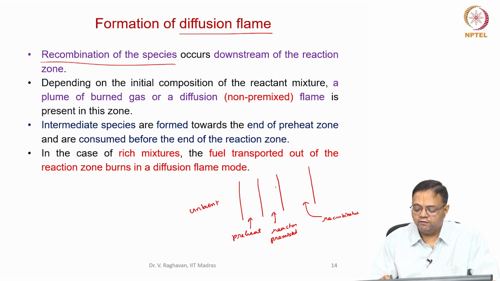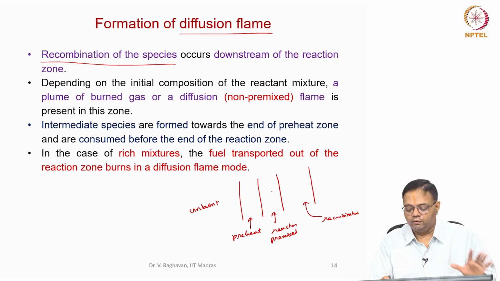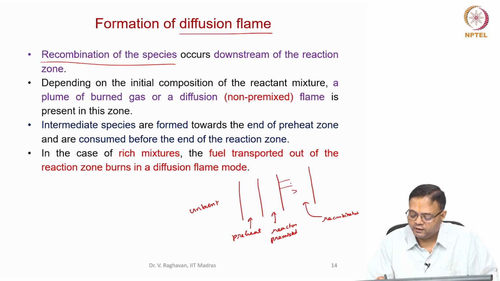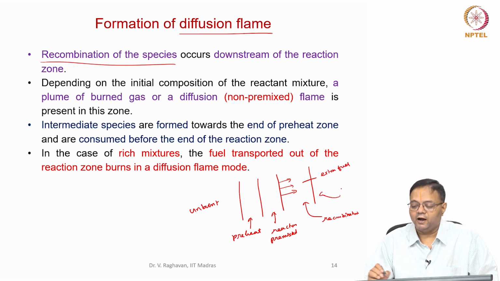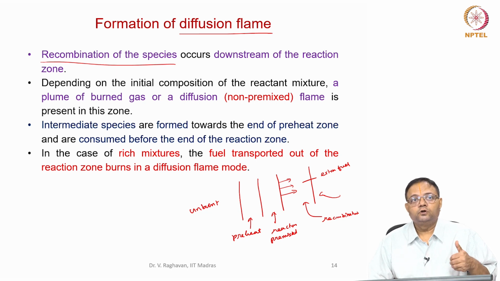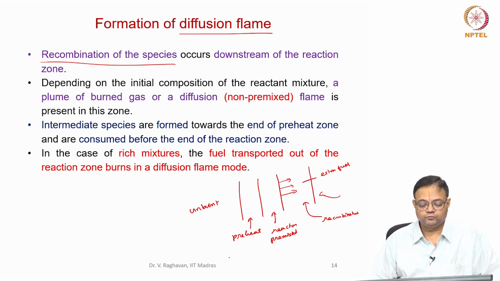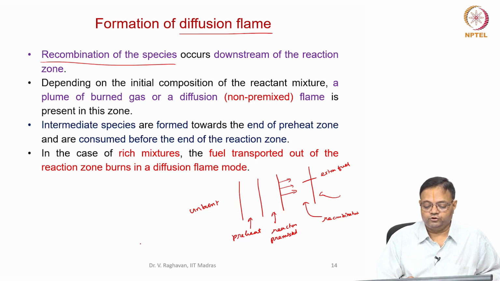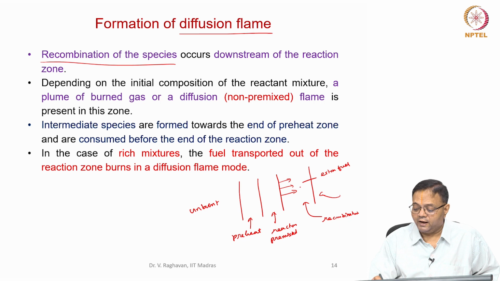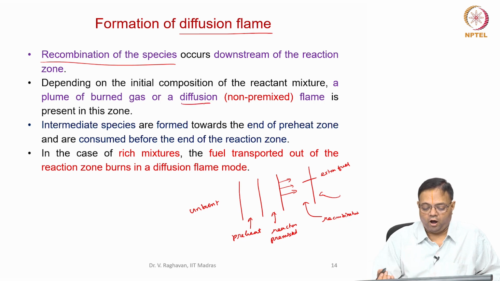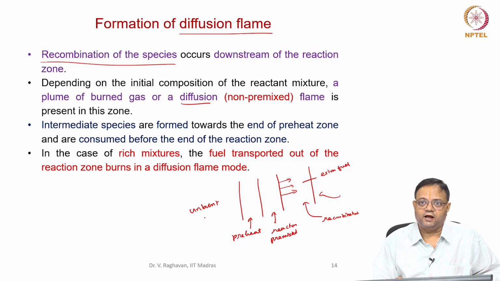Only the given amount of fuel which has enough oxidizer to burn will burn. The fuel species can come out here in the recombination zone and they can burn. This is the extra fuel which burns taking the atmospheric air. So this is the formation of the diffusion flame. Downstream of the reaction zone, recombination of species occurs. Depending upon the initial composition, this zone can have another flame, a diffusion flame, or if the equivalence ratio is, say, less than 1, then it will only have the burnt gases.